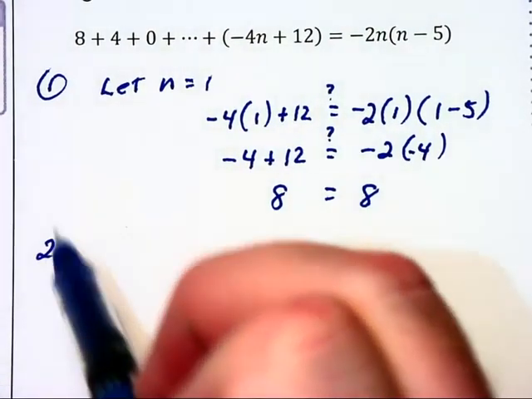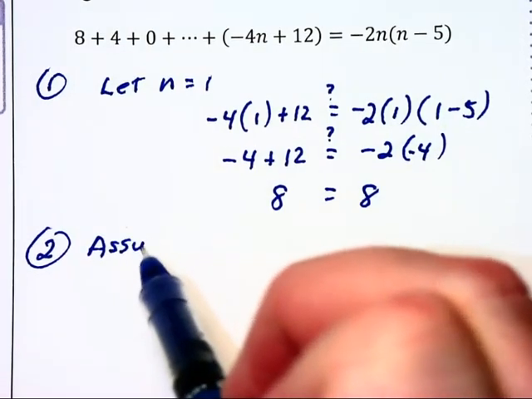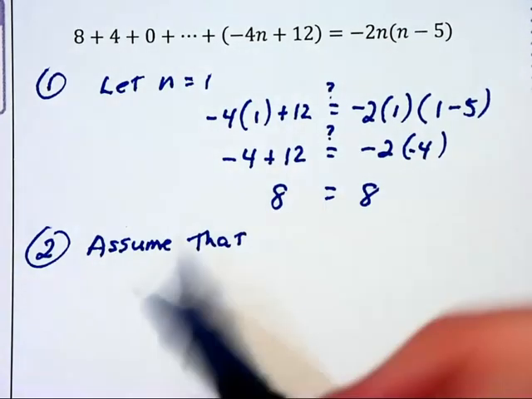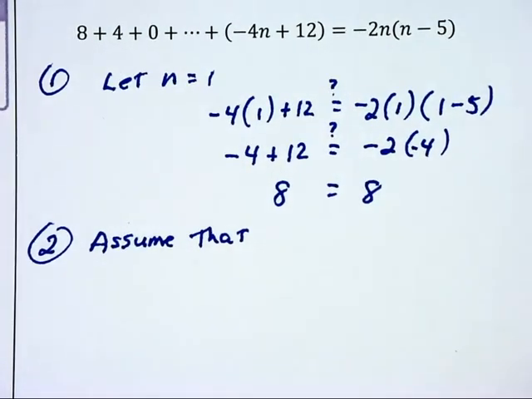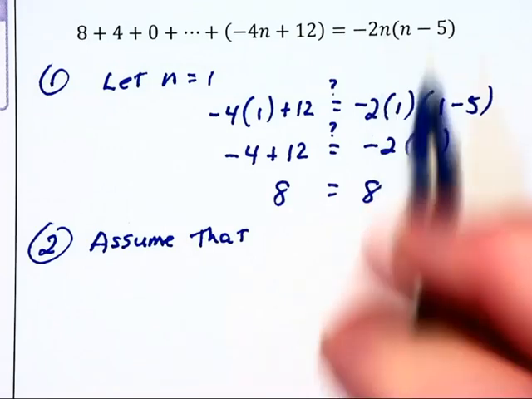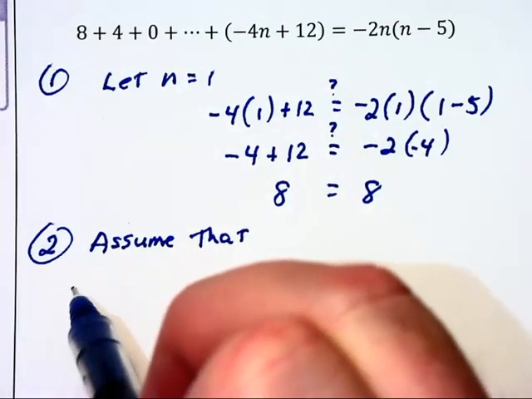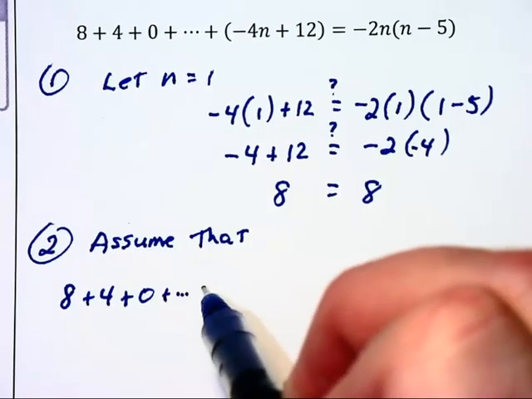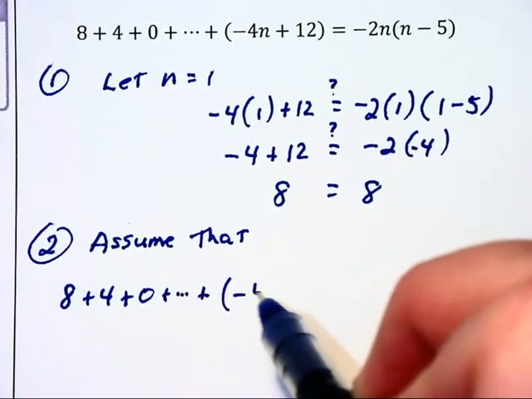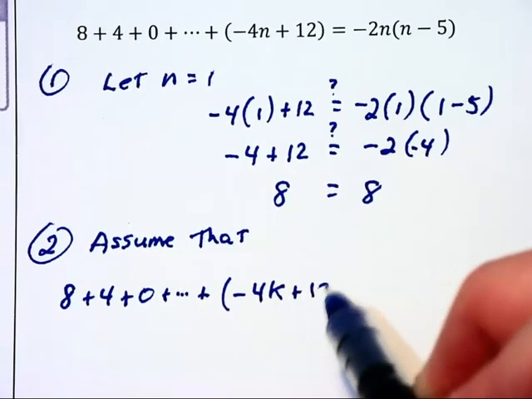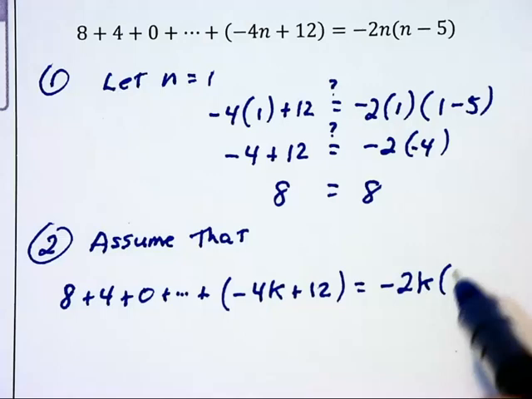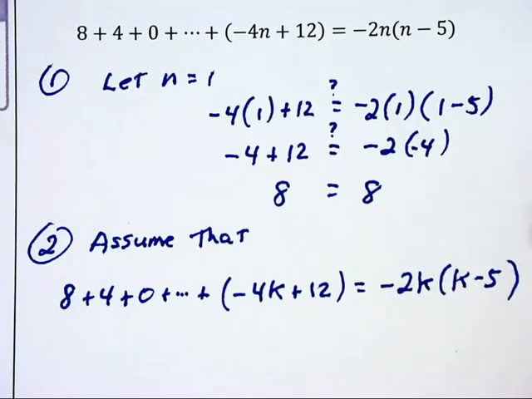Step number 2, we are going to assume that this is true for n equals k. So I will rewrite my formula up above and change out these n's for k's. Assume that 8 plus 4 plus 0 plus ... plus parentheses -4k plus 12. Assume that that is equal to -2k times k minus 5. We are assuming this to be true.